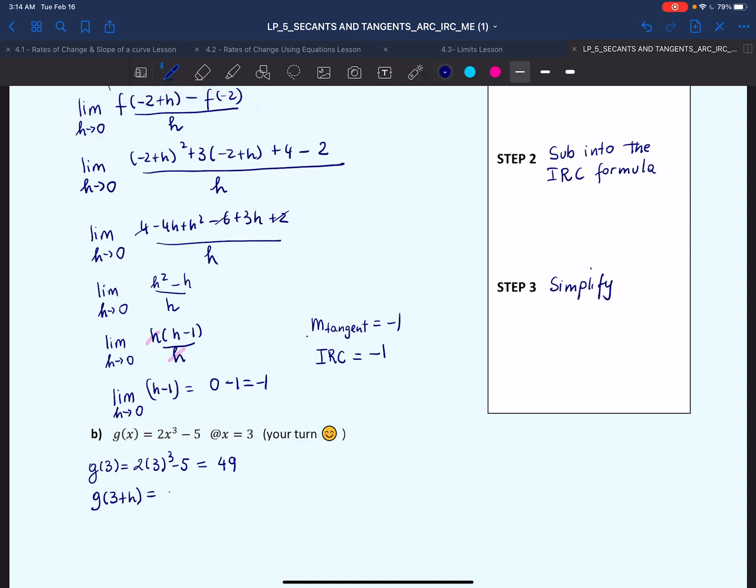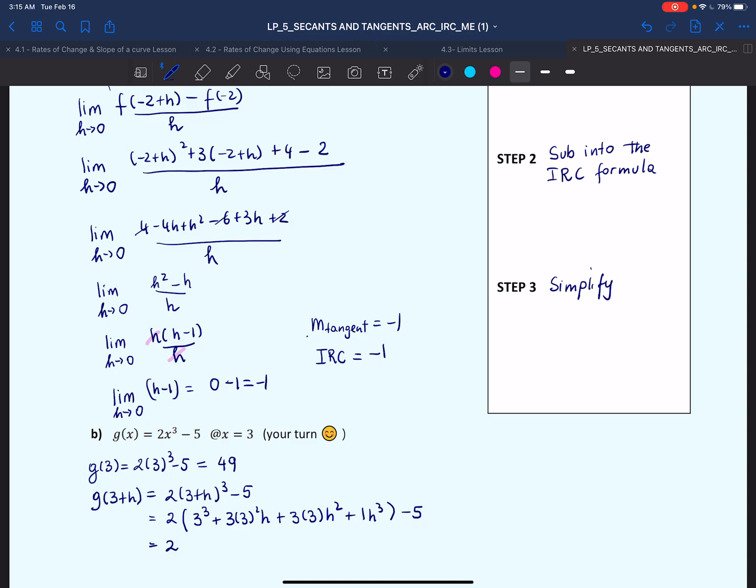So that would be 2 times (3 plus h) to the power of 3 minus 5, which would equal 2 times 3 to the power 3 plus 3 times 3 squared h plus 3 times 3 to the power 1 h squared plus 1 times h to the power of 3, and then minus 5.